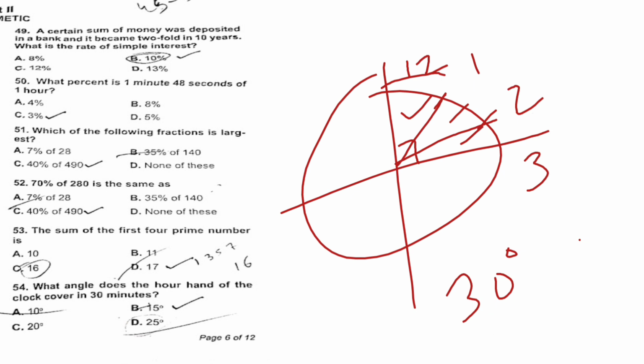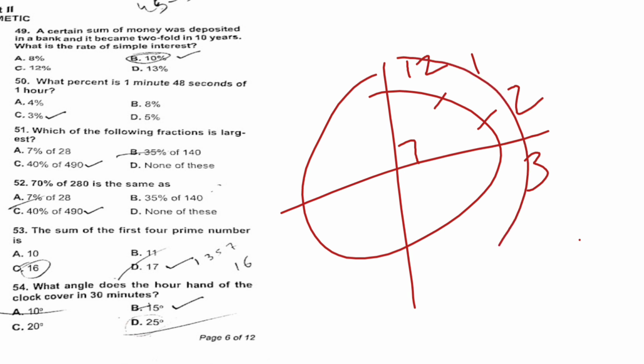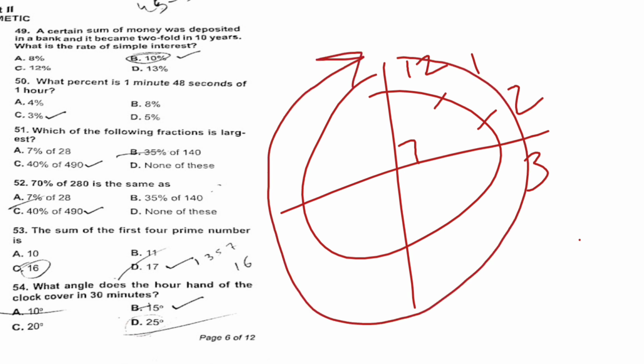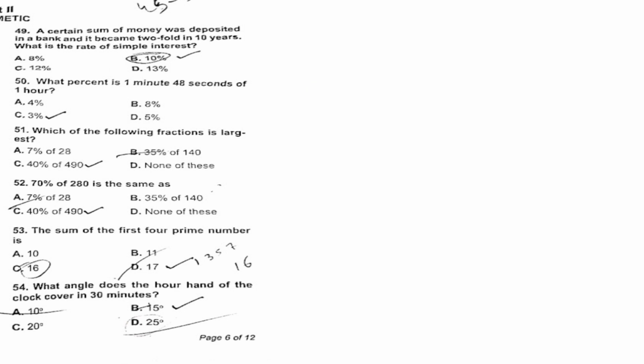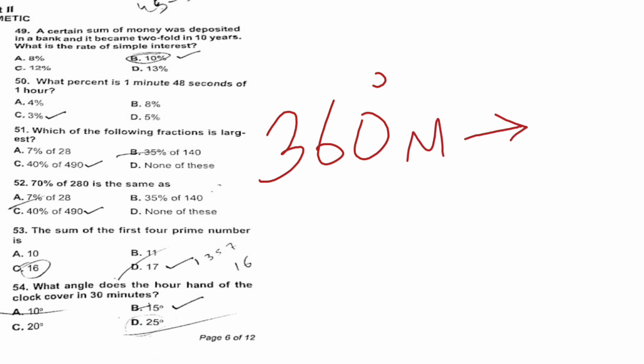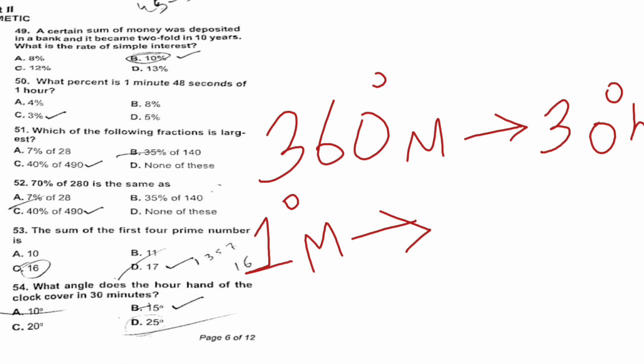Now let us see the minute hand. The minute hand takes a total of 360 degree rotation to make the hour hand move from here to here or here to here. Okay, so what relation can we establish? 360 degree rotation of minute hand makes the hour hand go 30 degrees, right? So with this relation, 1 degree of minute hand is 30 divided by 360.